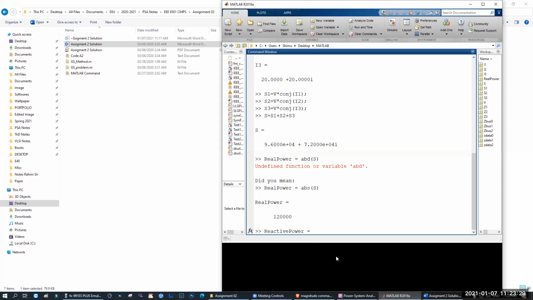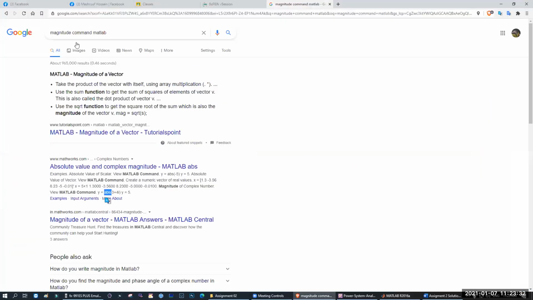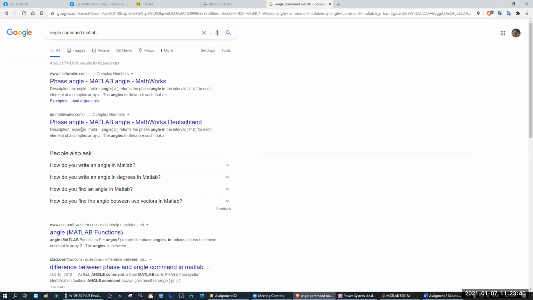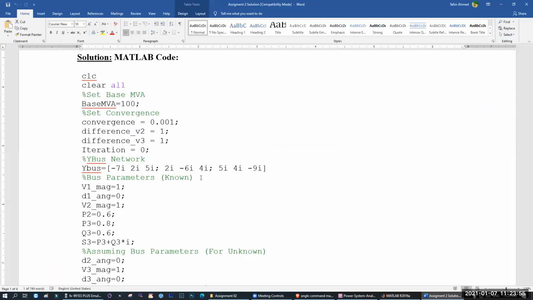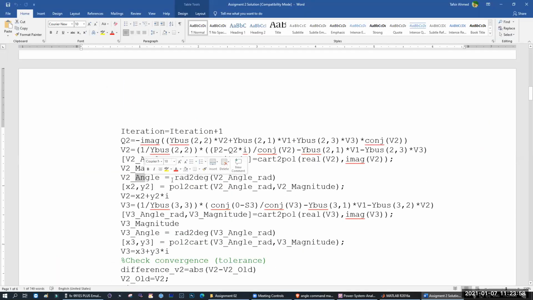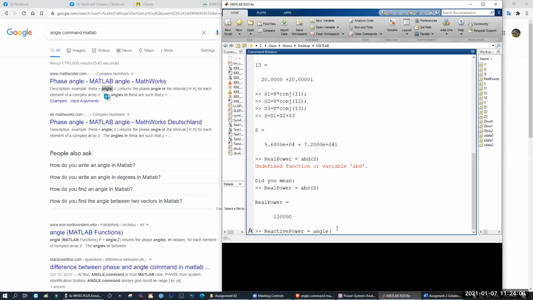It was the magnitude, now the angle, right? What is the angle command in Matlab? If you do not know how to do this, go to Google and write like this: angle of Z. I know what the angle command was, but I write it here because the magnitude is already given and I see ABS is there. So angle of S.